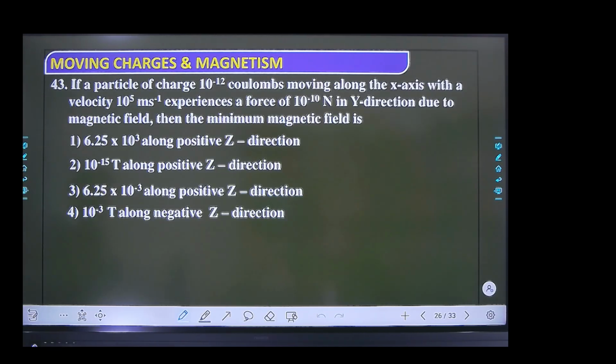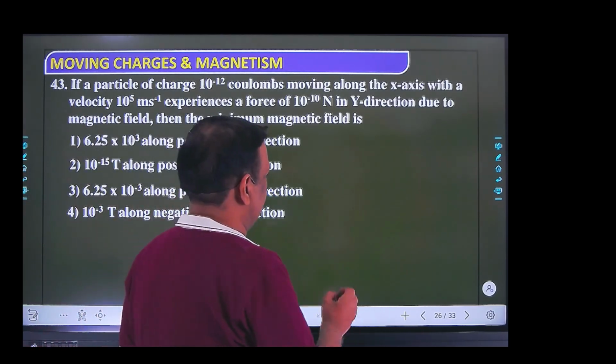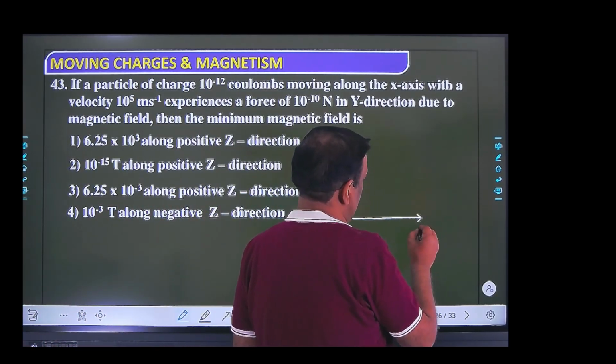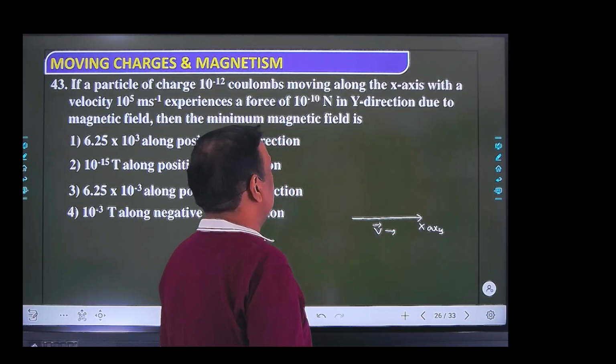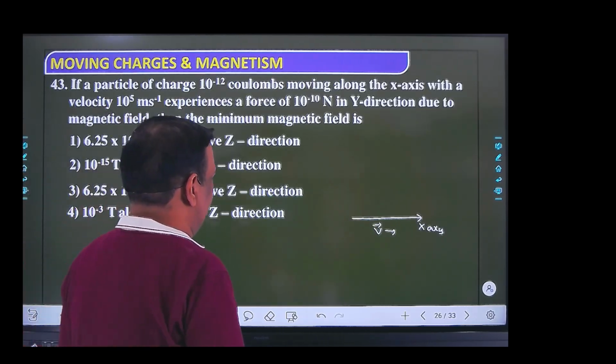A particle of charge 10 raised to the minus 12 coulomb moving along its axis with velocity 10 raised to the 5 meter per second experiences a force in the y direction. Minimum magnetic force. If a particle is moving along the x-axis and it experiences a force in the y direction.